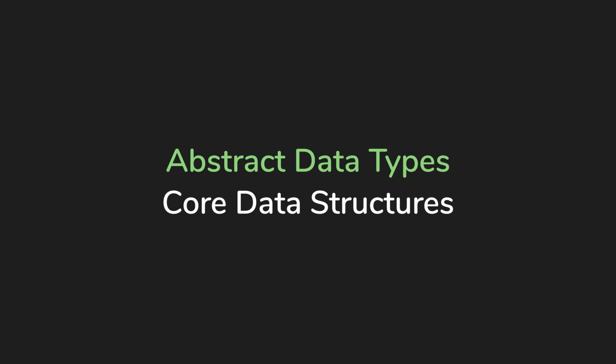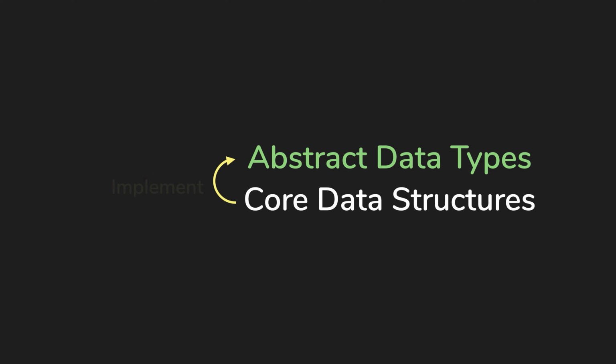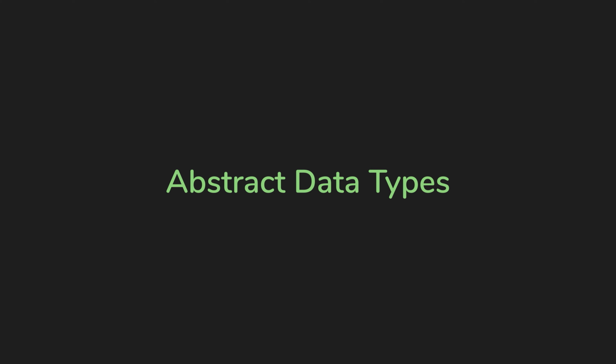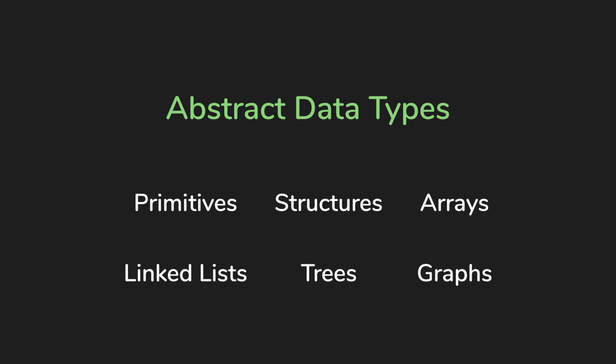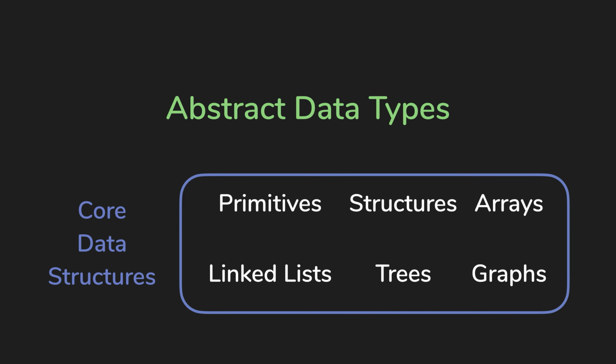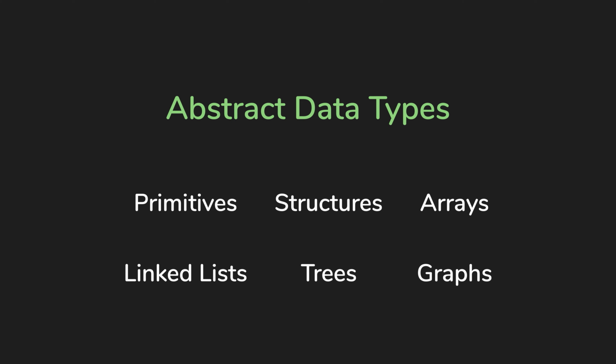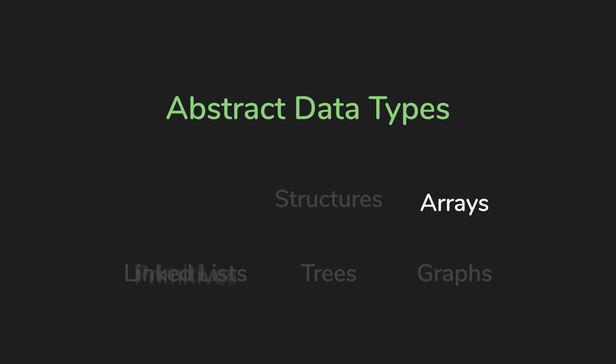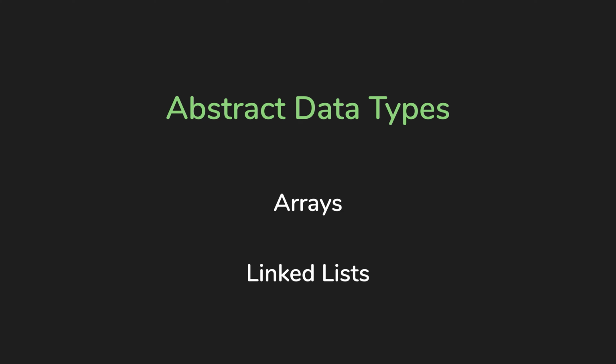Okay, now that you know what a list should do, it's time to implement it with core data structures. So in computer science, every abstract data type is implemented with a combination of the following core data structures, which we'll all learn. Primitives, like for example an integer, structures, like for example a node, arrays, linked lists, trees, and graphs. Today we'll be talking about the array in the context of implementing our list. The other implementation is using a linked list, which we'll talk about in the next lesson.